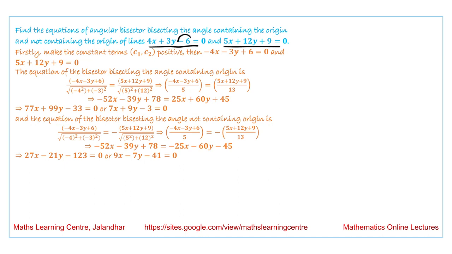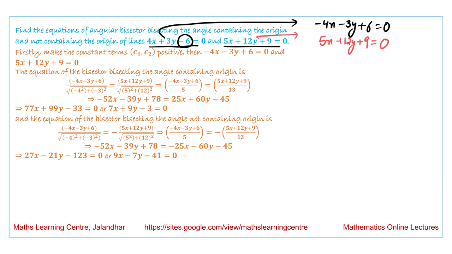So look at this line over here, this C value, it is negative. So we write this equation in the form minus 4x minus 3y plus 6 is equal to 0. And the second equation we write in the form 5x plus 12y plus 9 is equal to 0.